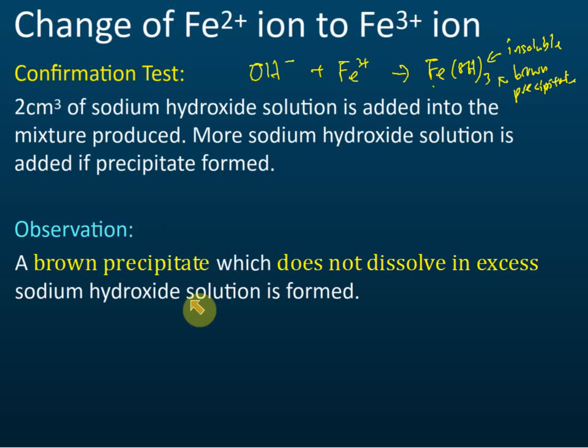Just from the color, it's not very accurate. Maybe 80% you're correct, and maybe 20% is wrong. So it's not confirmed, but if you do this confirmation test, you confirm this is iron 3 ions. So other than the oxidation and reduction reactions, we need to have a confirmation test to confirm the presence of iron 2 or iron 3 ions.